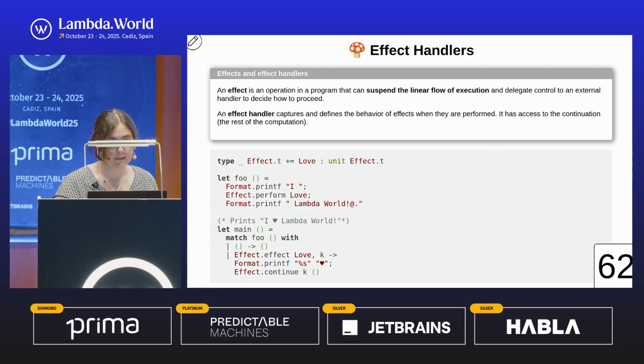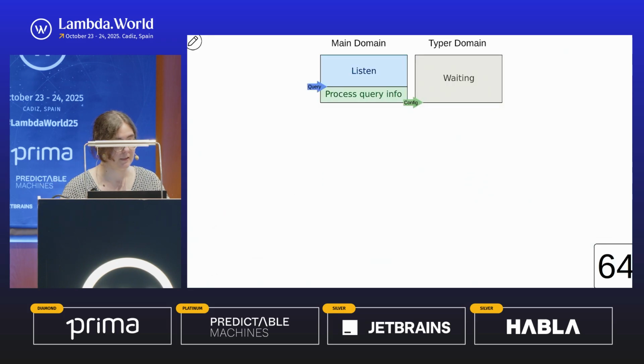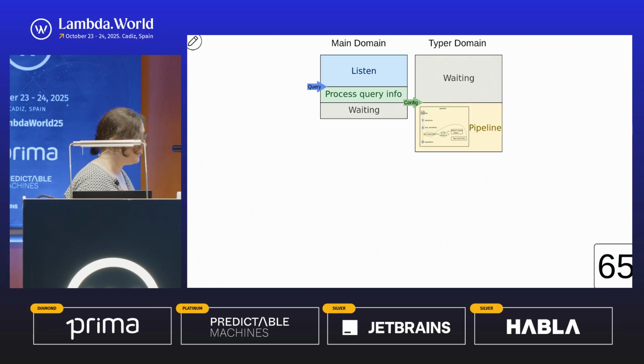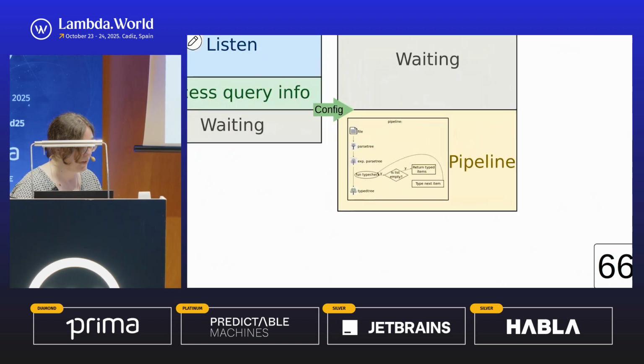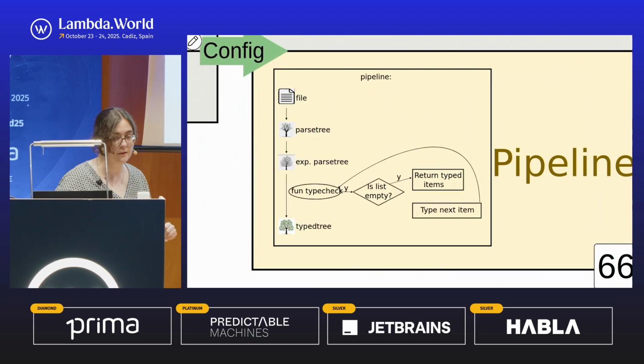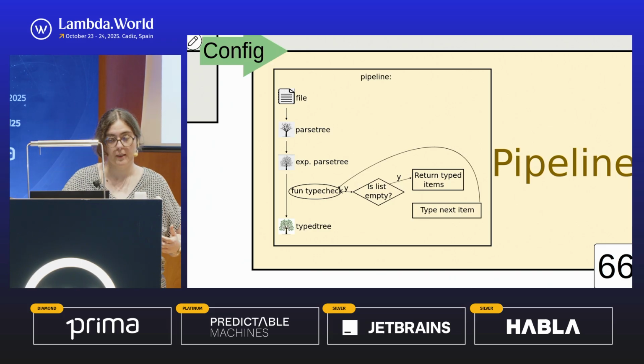So let's see. I will explain how we use effects to get to the magic trick we wanted. We are back to the sequence diagram. The main domain is listening, gets a new query, builds the config value, and shares it with the typer domain, which then starts computing the pipeline. And as Sonja explained, the early type return feature is inside the pipeline. So what we want to do here is stop the typing at the right moment.